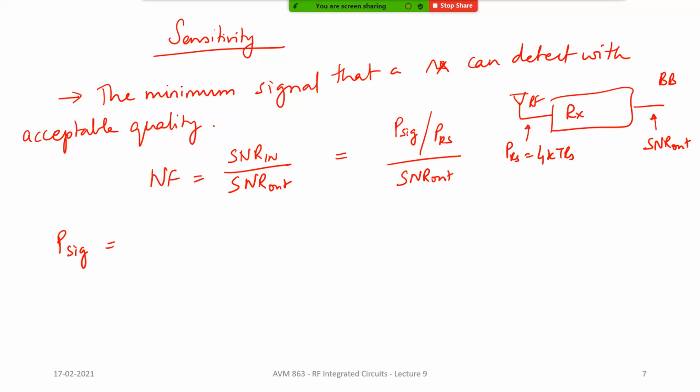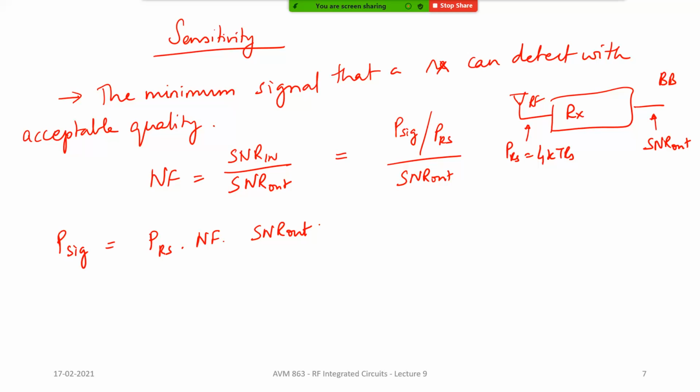P signal is nothing but what? PRS times noise figure times SNR out, correct. Now, as I mentioned in the morning, all these numbers are actually in terms of spot noise figure, right? What is spot noise figure? It is for a 1 hertz bandwidth at any given frequency.